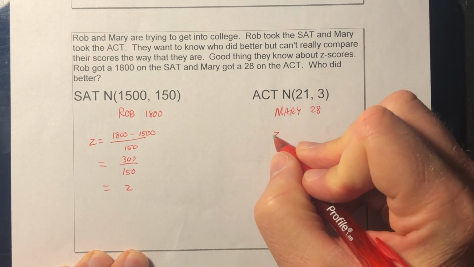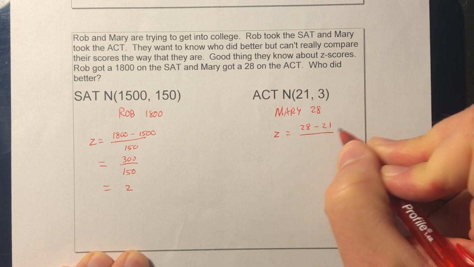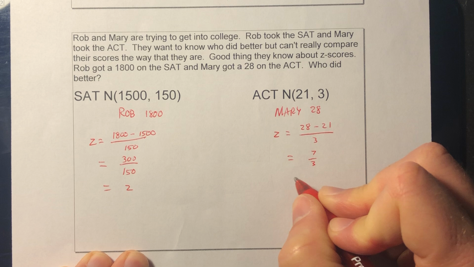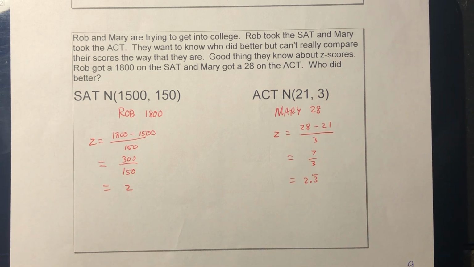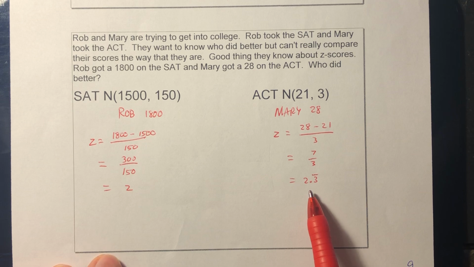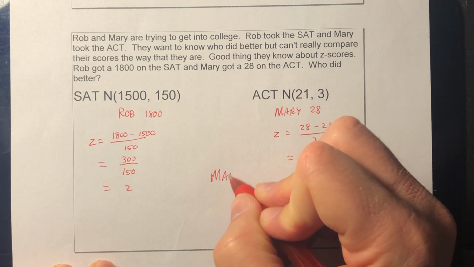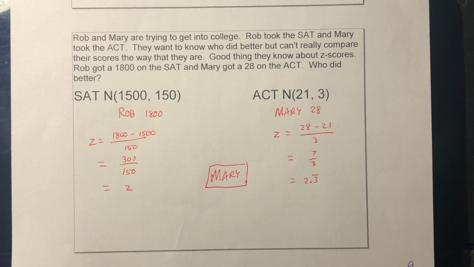Let's see how Mary did. Her score is 28. Subtract the mean. Divide by standard deviation. This is going to be 2.333333, and so on. So since Mary had a better z-score than Rob, that means Mary had the better score. Okay, so when you're comparing two different items, you can find a z-score.